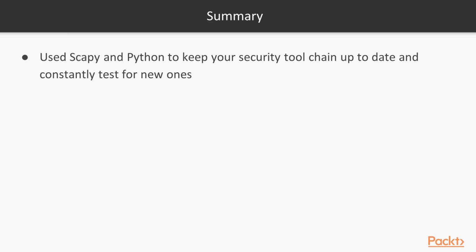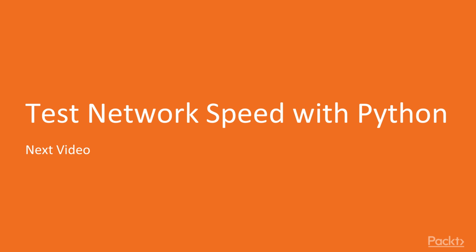In this video, we used Scapy and Python to keep your security toolchain up to date by constructing your own packet and modifying each of the fields according to the potential vulnerability. It's important to consistently and constantly test for the newer vulnerabilities, and unfortunately it seems like new ones are uncovered on a daily basis. In the next video, let's look at how we could test network speed with Python.